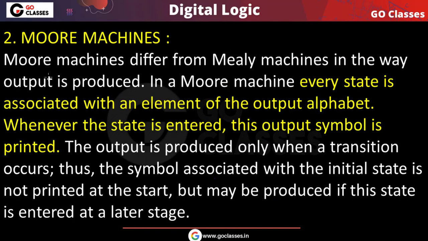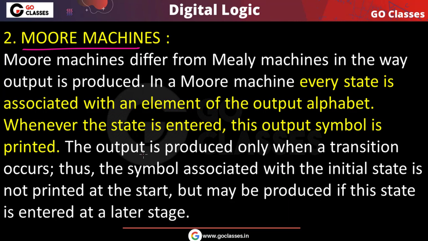Now let's see what the Mealy machine is. We have already seen that in the Mealy machine, the output depends on the state. You can notice every state has some associated output. Whenever you enter that state, that output will be produced. So this is the point.